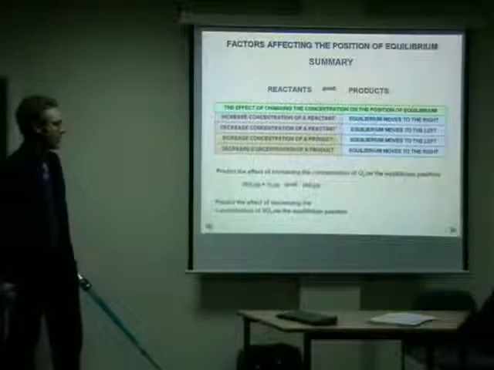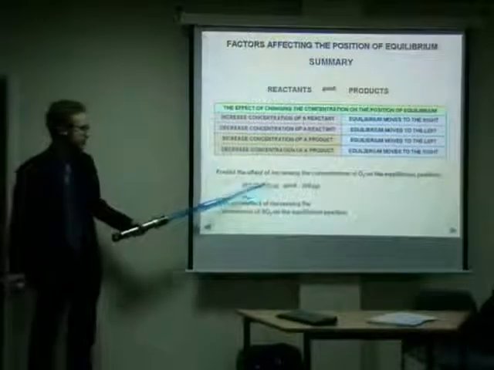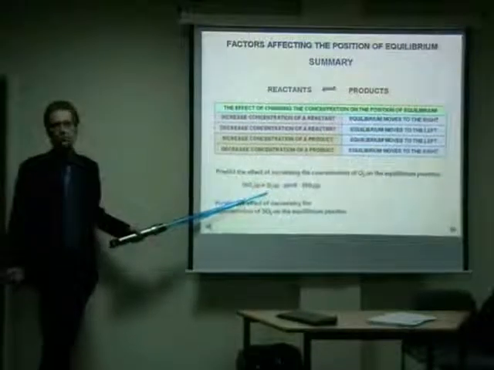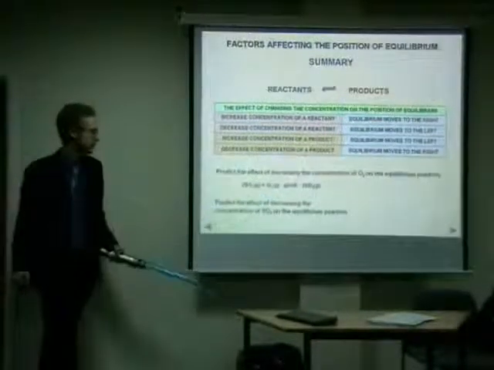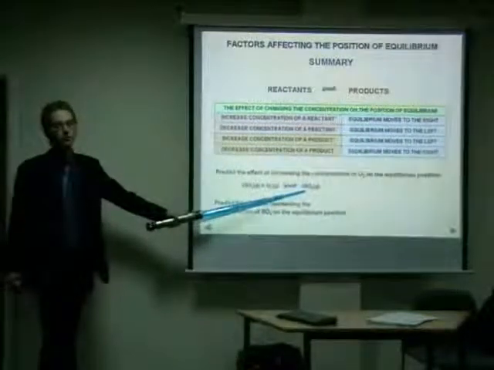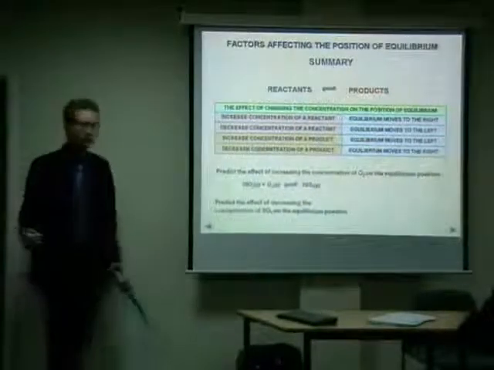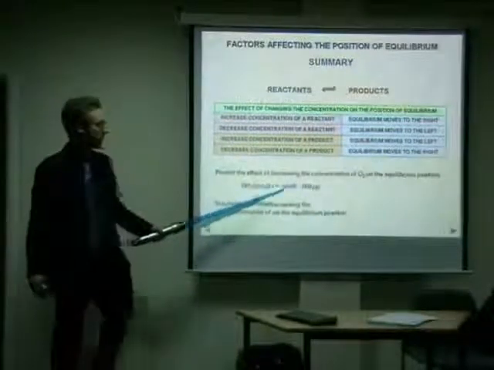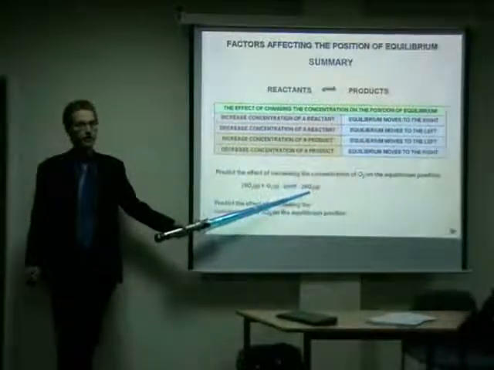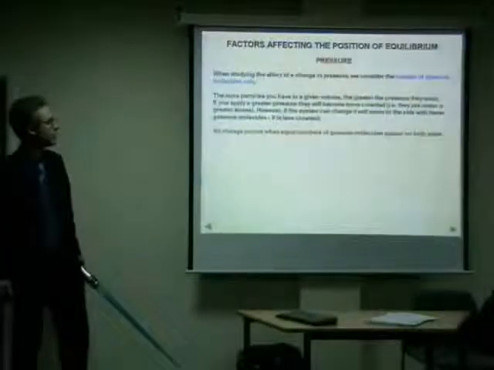So, if we increase the concentration of O2, predict the effect on the equilibrium position. Is the equilibrium going to move left or right? Right. If we decrease the concentration of SO3, the equilibrium will move right. So if we want to make SO3, we add lots of that, and we remove that as it's formed, which is exactly what's done industrially. Happy with that? In both cases, it moves to the right.